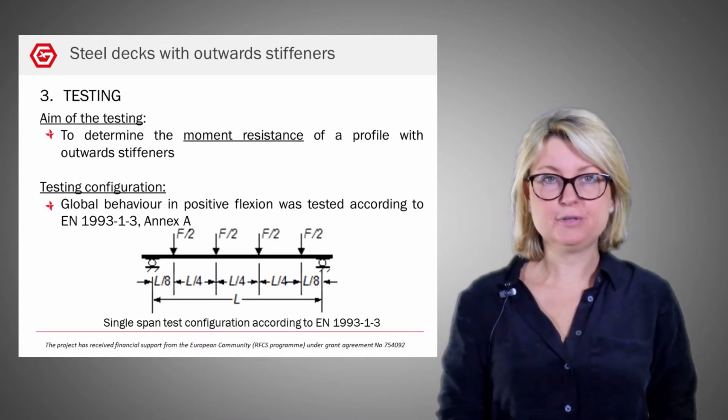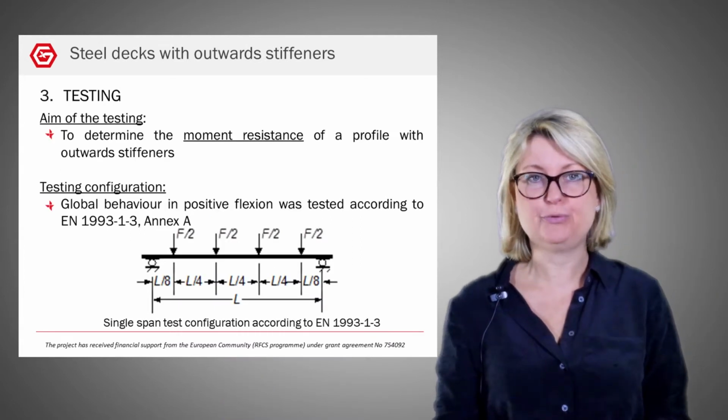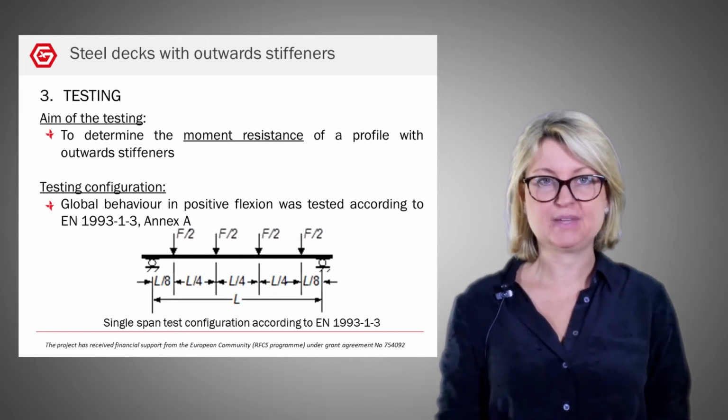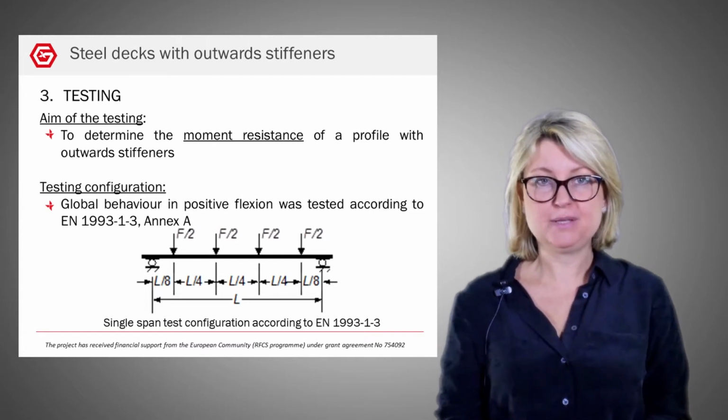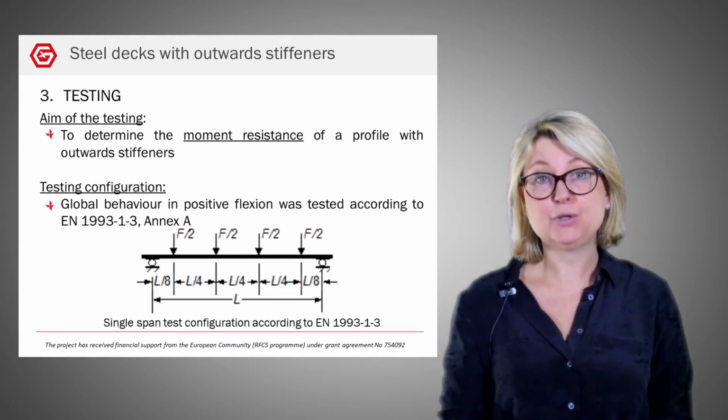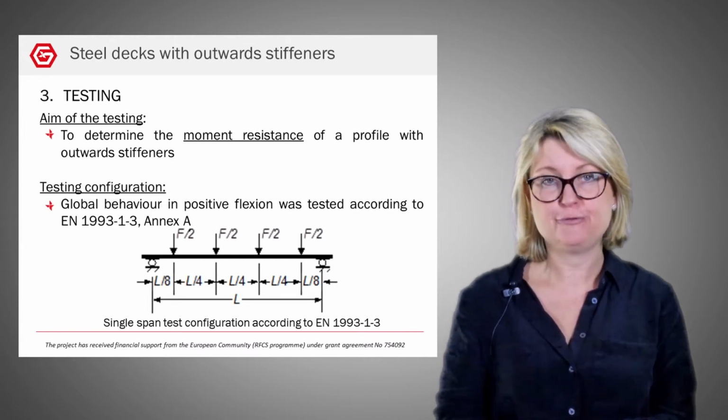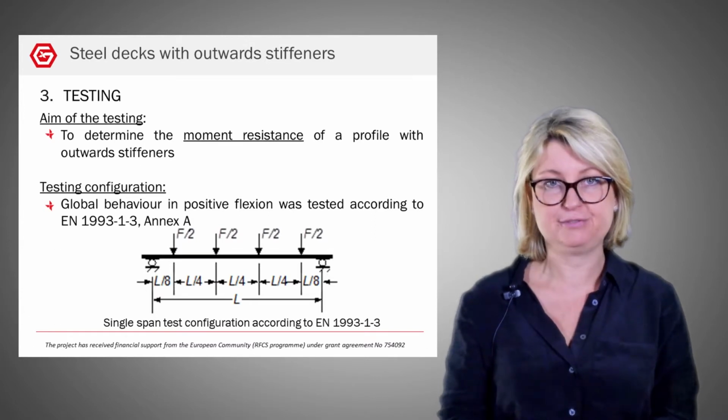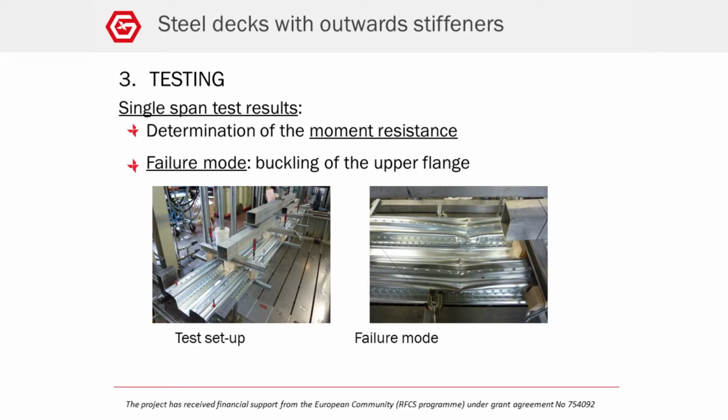Now let's discover the extensive testing program which was performed within the GRISP project. The aim was to determine the resistance moment and, of course, a calculation method for steel decks with outward stiffeners. Here we can see the pictures taken during the testing. On the left, we have the test setup, and on the right, the steel deck after loading. The failure mode observed was a local buckling of the upper flange, and the moment resistance could be determined.